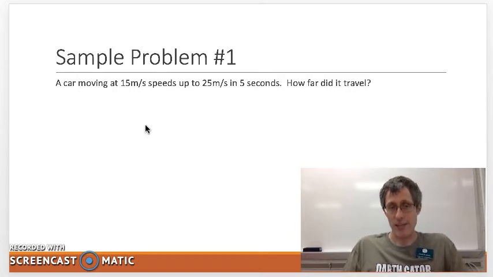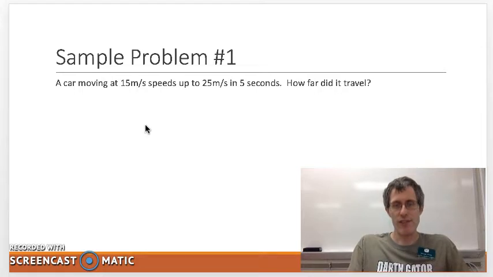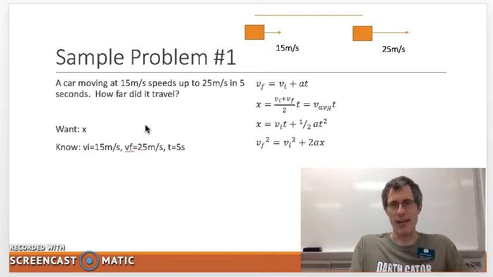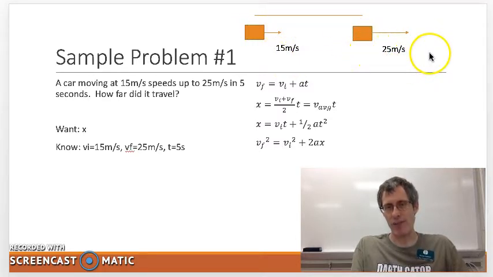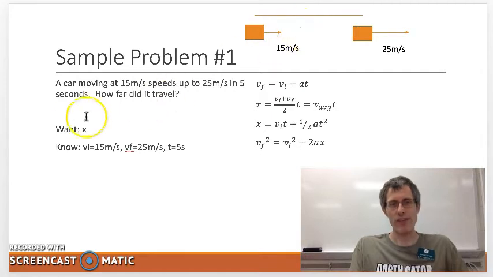Okay, so let's tackle this problem. How far did it travel? First thing I'll do is draw a diagram. So I drew one right up here. It doesn't have to be fancy. You've got a car going at 15 meters per second. After some distance, it's now moving at 25 meters per second. We'd like to figure out what that distance actually is. So I write down what I want.